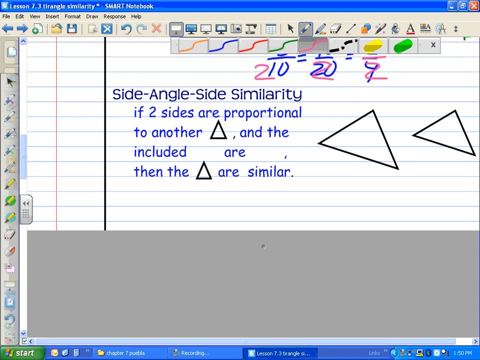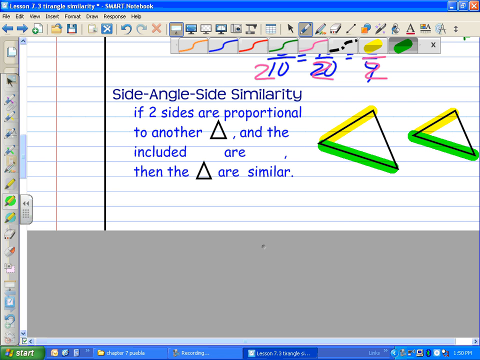Now take a look at side angle side. Just like it implies, it says if you have two sides that match up and an angle that's included that are all similar, then the whole thing is basically similar. So let's take a look. If two sides are proportional to another triangle, here's what it's saying. Like this side, and then I'm going to say also this side and this side.